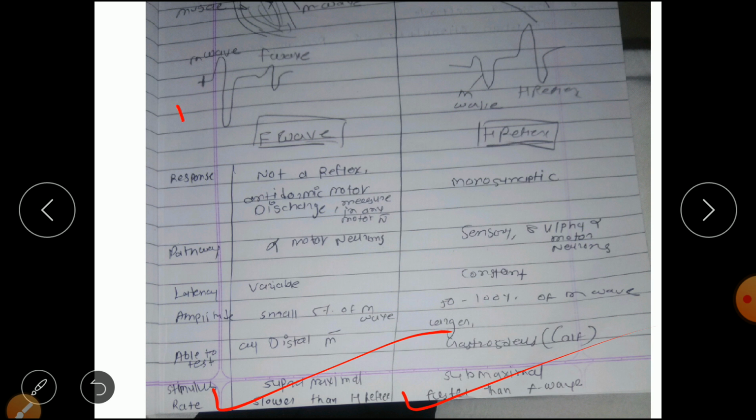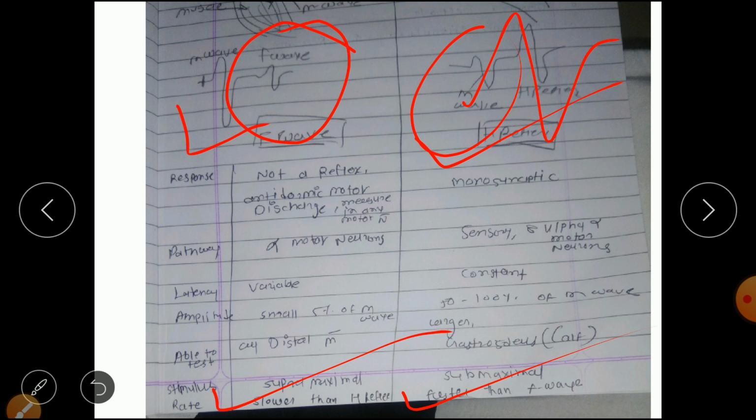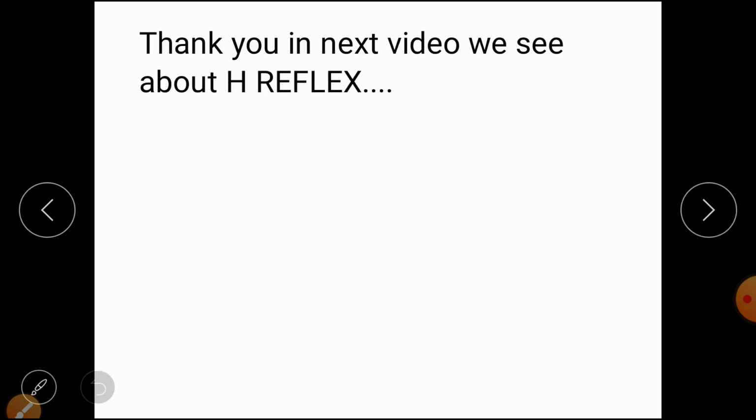Here in the diagram, the first is the M wave, that is the CMAP, and here is the F wave, which is short and conducts only through motor nerves. Whereas in H reflex, firstly this is the M wave, and here the large wave shows the H reflex. So this is all about the F wave. In the next video we will discuss the H reflex.